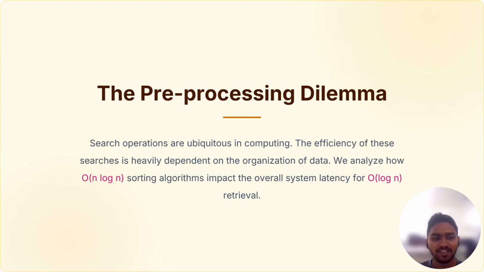Before we use fast search algorithms, we often need to sort the data first. But here is the dilemma. Sorting takes order of n log n time. Searching, especially binary search, takes only order of log n time. But binary search only works on sorted data. So the question is, is it worth sorting first if our goal is to search?